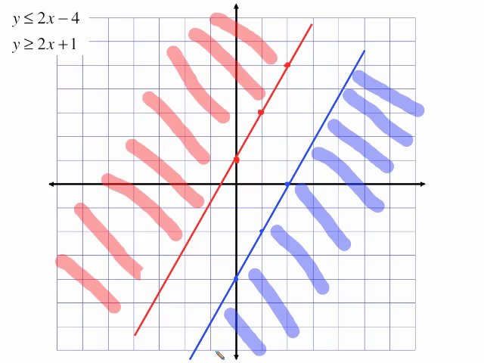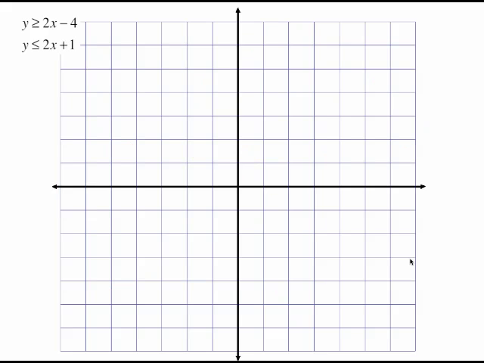So here it is a little more neatly drawn. And you notice that there is no overlap region. That means that this system of inequalities has no solution. What we're looking for is where it is double colored. It is not double colored anywhere. That means there is no point that will work in both of these inequalities.